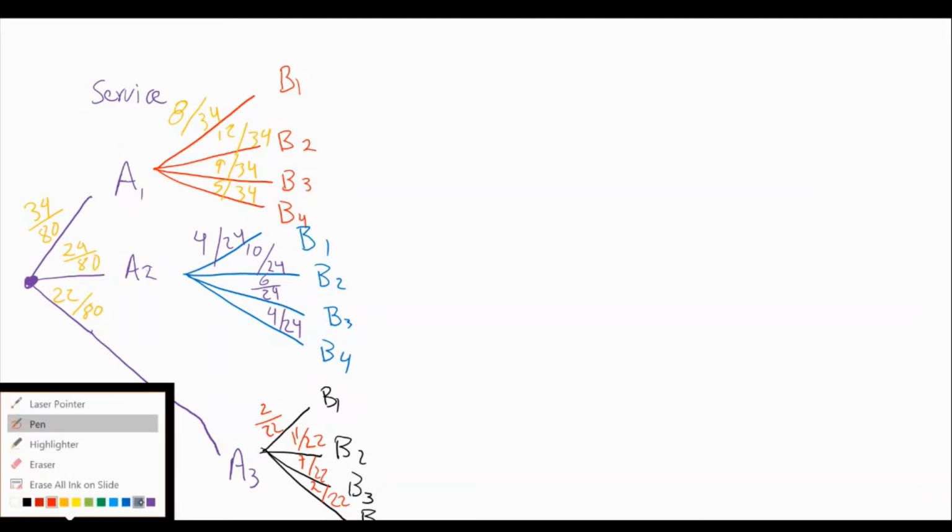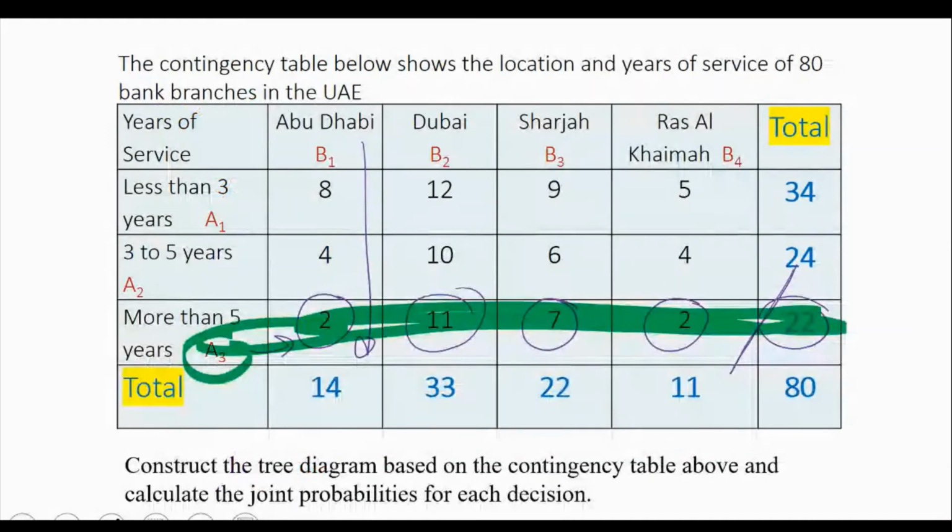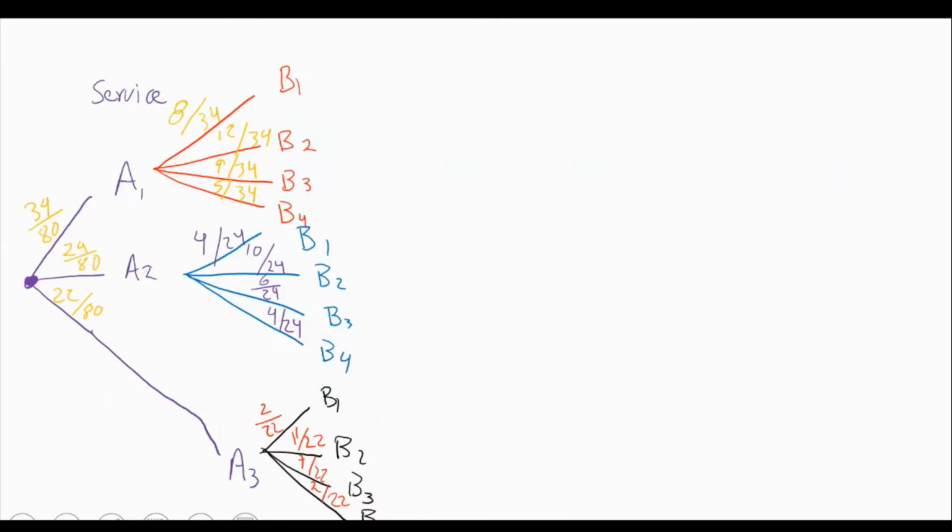Okay. Our last step is to calculate the joint probabilities. So how do we do that? I'm going to put it here. Calculate the joint probabilities. Okay, to do that, we multiply across.